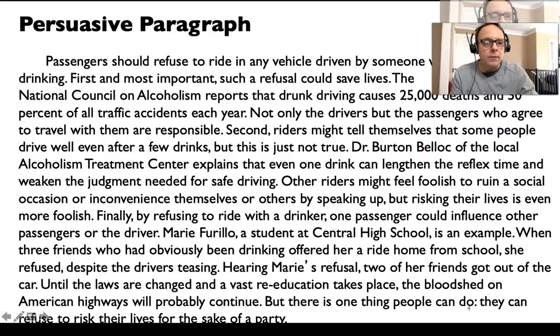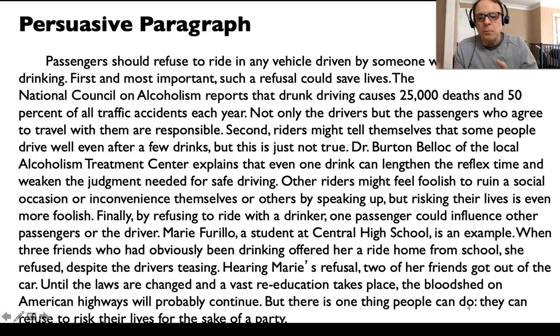What I'd recommend right now, if you're watching this video, is to pause the video and read this paragraph if you can. It gets cut off almost at the end there, so hopefully you can see the whole thing. You can see the first sentence: passengers should refuse to ride in any vehicle driven by someone who has been drinking. So obviously, like I said, it sounds like maybe a high school teacher lecturing to you, but hopefully it doesn't come across like that.